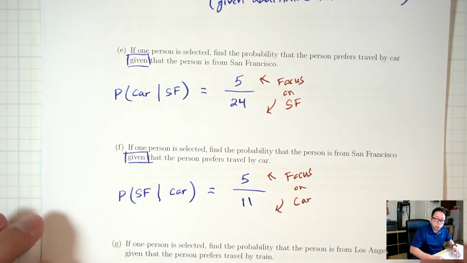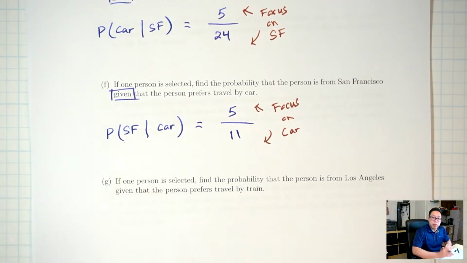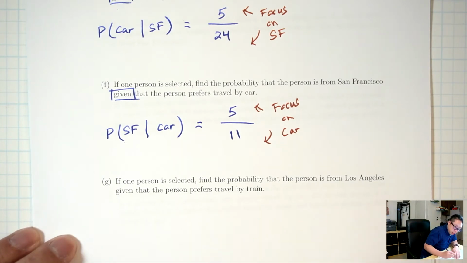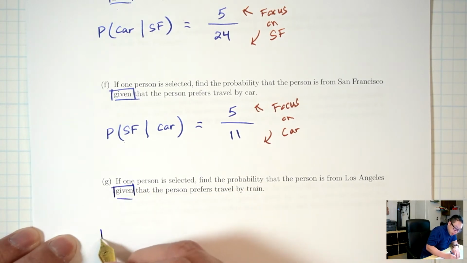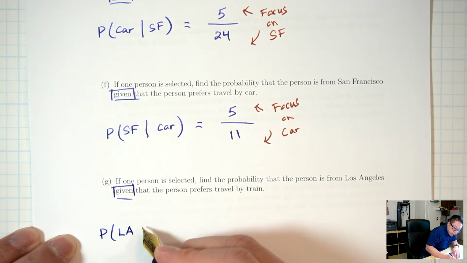All right, so let's do one more example. Part G, if one person is selected, find a probability that the person is from Los Angeles, given that the person prefers travel by train. So in symbols here, I'm looking for probability Los Angeles, given train.